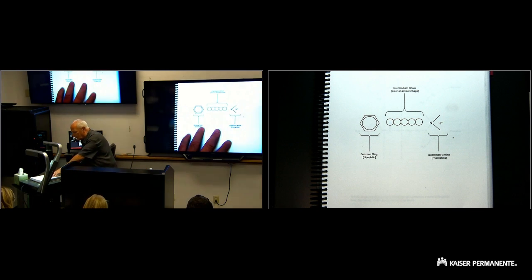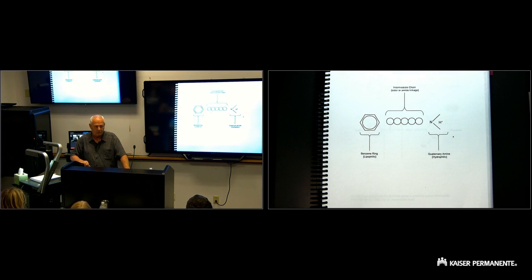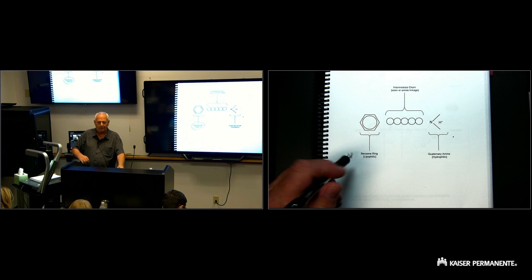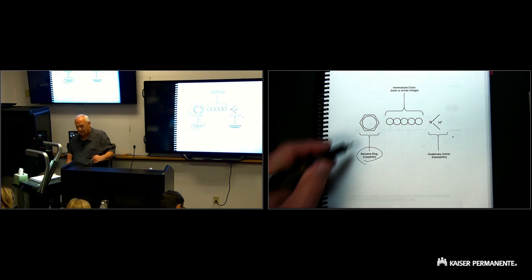In order to be a local anesthetic drug, the drug has to have three chemical properties. There's three parts chemically in order for it to be a local anesthetic. The first thing it has to have is some lipophilic portion. Lipophilic means lipid soluble, likes lipids. And that is usually a benzene ring. It's got to have a lipid soluble portion. You'll see why later on.